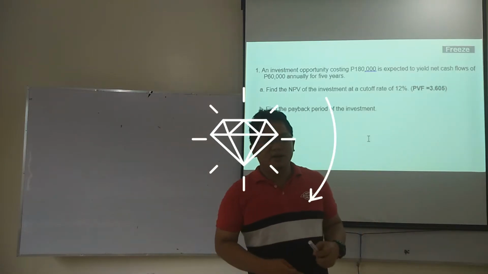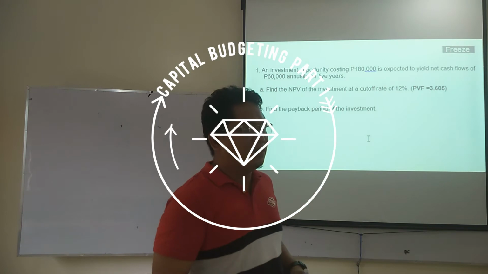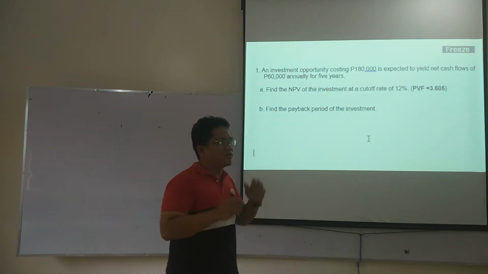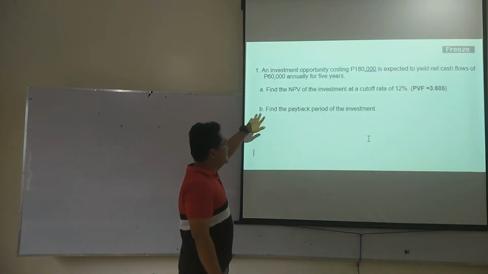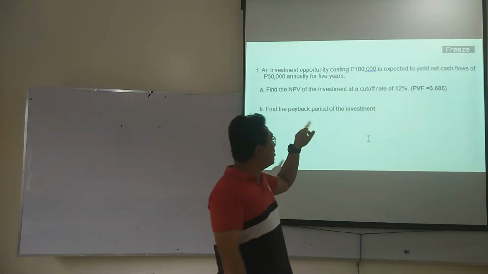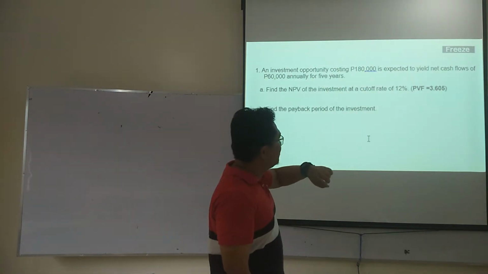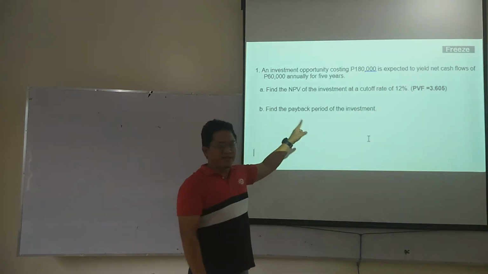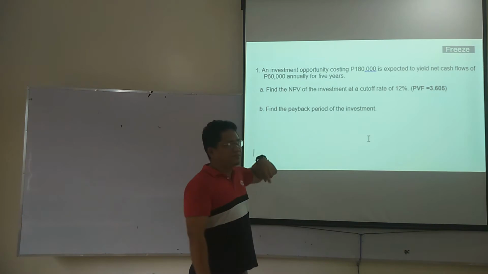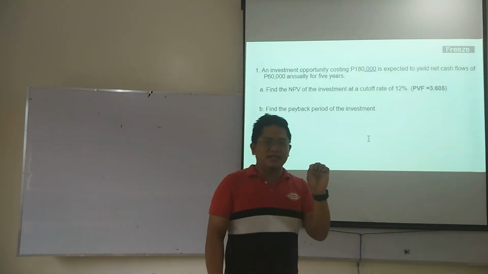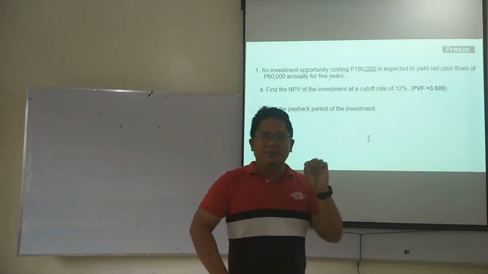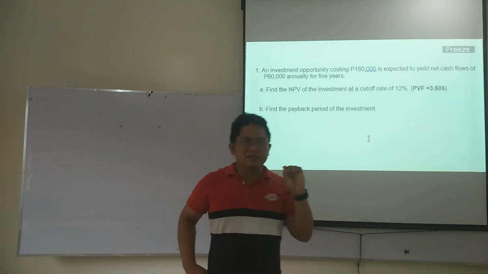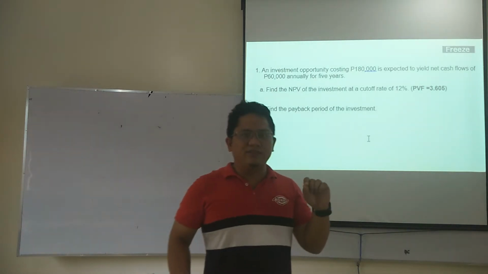Capital budgeting part 1. Problem 1. An investment opportunity costing 180,000. Find the net present value of the investment at the cut-off rate of 12%. So we are using the NPV, or the net present value, as well as the payback period to assess if a project or an investment is profitable and worth investing for.